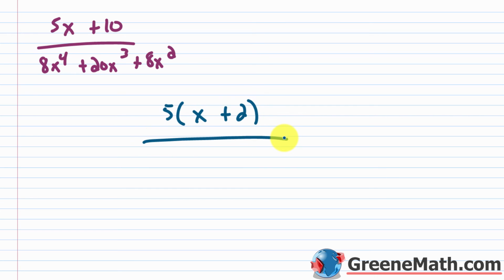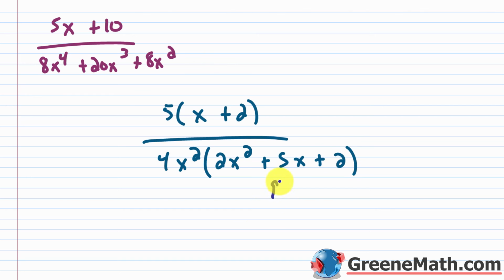From the denominator, it looks a little bit more tricky. I know I could pull out an x squared variable-wise. And then number-wise, it looks like I can pull out a 4. Right? So I can pull out a 4x squared. So 8 divided by 4 is obviously 2. X to the 4th power over x squared is x squared. Then plus 20 over 4 is 5. X cubed over x squared is x. And then plus 8 over 4 is 2. X squared over x squared is 1.